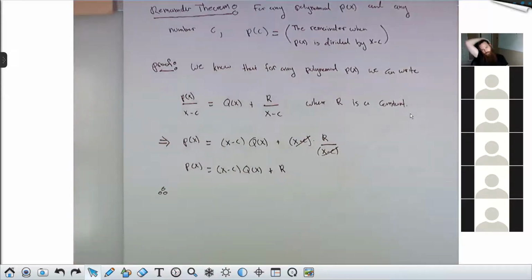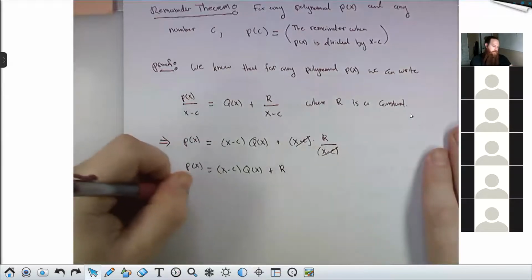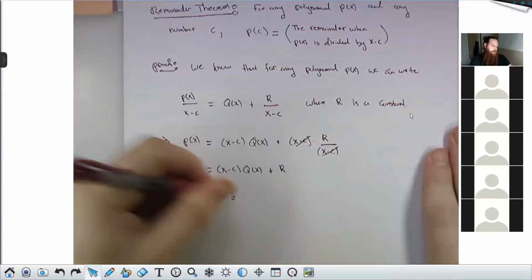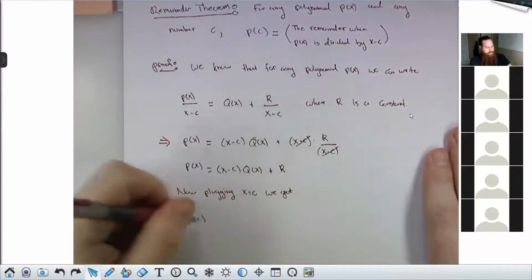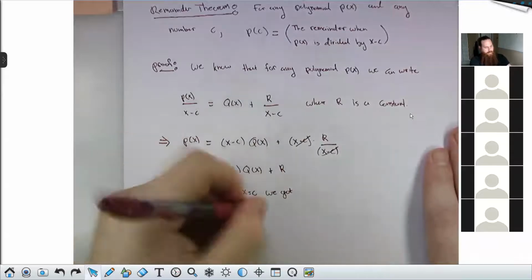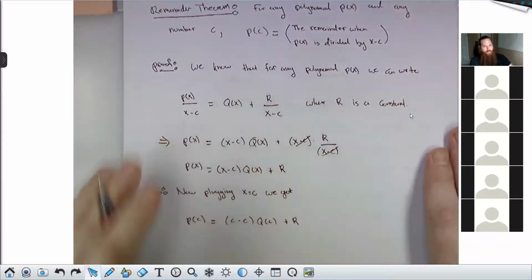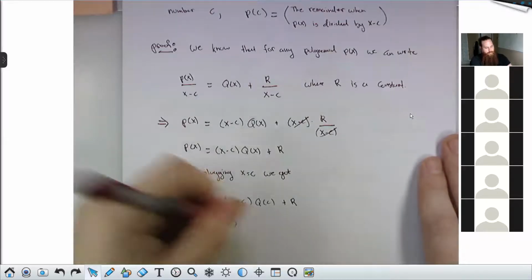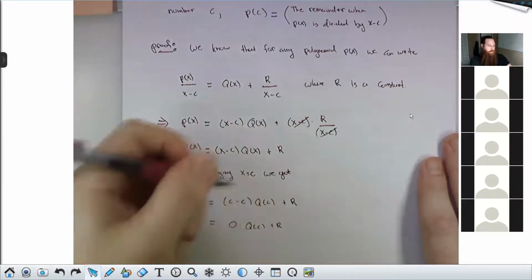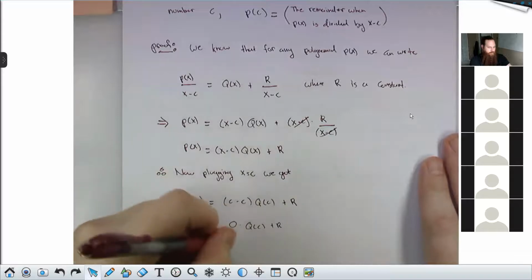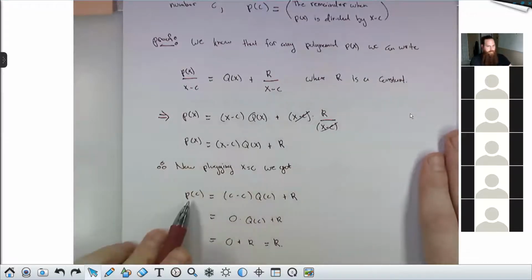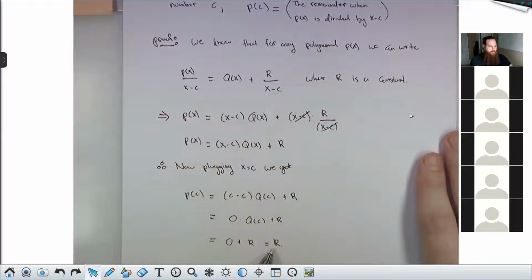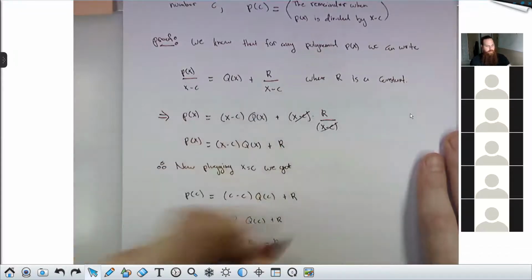And now we're almost done with the proof. If I plug in c for x, we get that p of c is equal to c minus c times q of c plus r. But c minus c is 0, so this is 0 times q of c plus r. And 0 times anything is 0, so this is 0 plus r, which is just r. So p of c, the output from the polynomial p of x when you plug in x equals c, is r, where r is the remainder when p of x is divided by x minus c. That's the end of the proof.